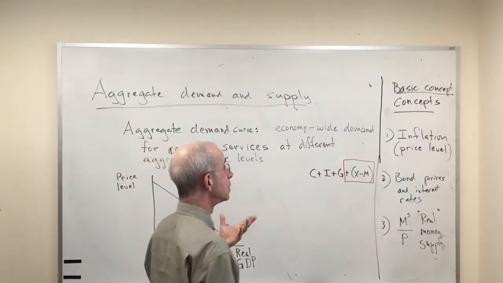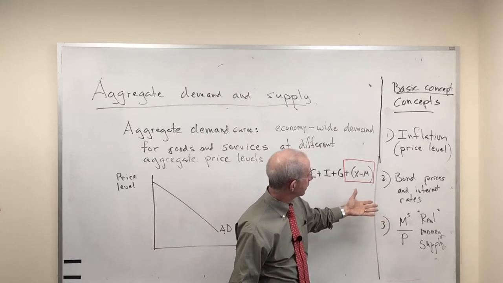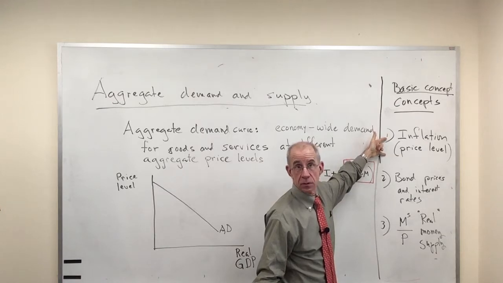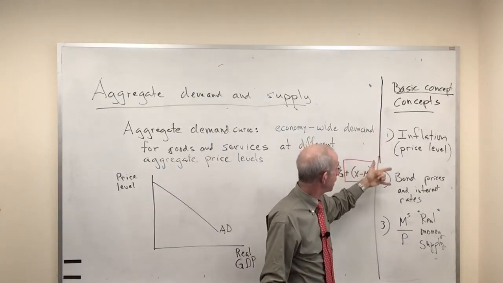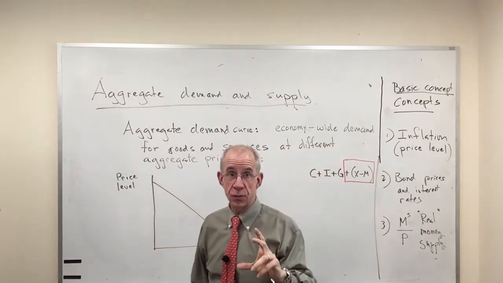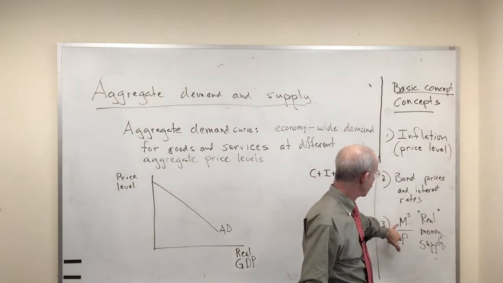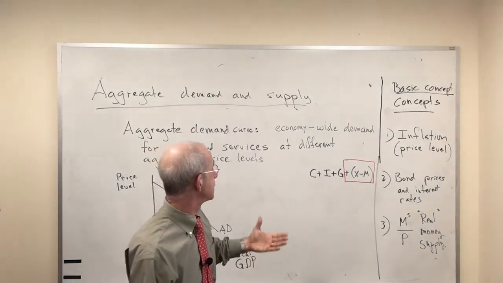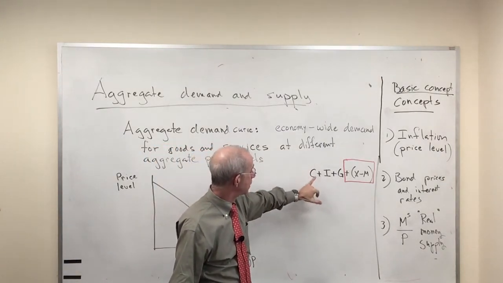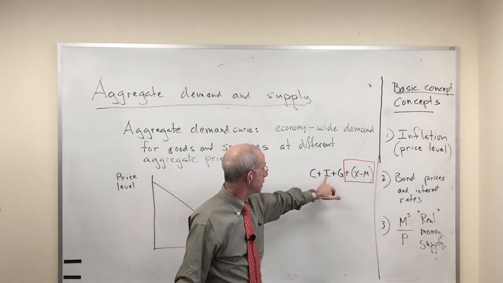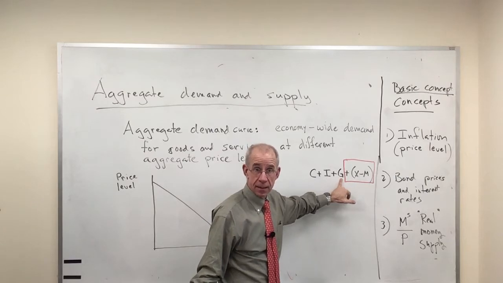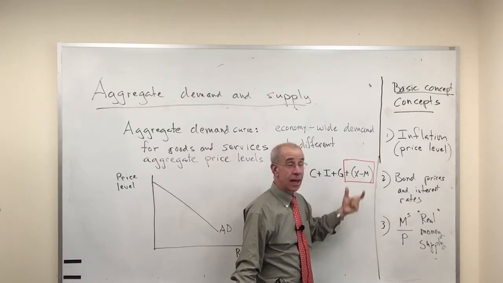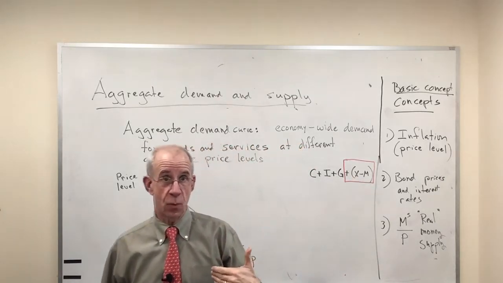And in order to pursue that, we're going to be using concepts about the aggregate price level, or inflation, if you will, changes over time, the relationship between bond prices and interest rates, the real money supply, the money supply adjusted for the price level, as well as the definition for aggregate demand, which is going to be consumption plus investment plus government spending on goods and services. And in an open economy context, you will have net exports as well, exports minus imports of goods and services.